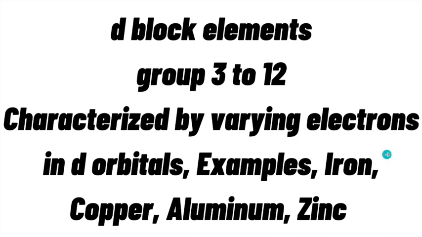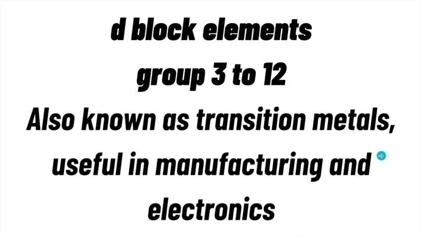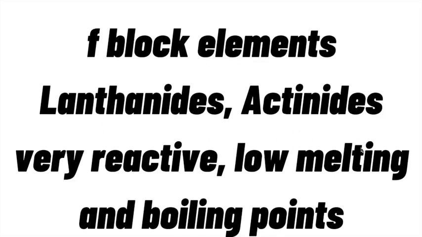Examples are iron, copper, aluminium, zinc. These d block elements are also called transition metals, and they are useful in manufacturing and electronics. F block elements, you will hear less of them. They are called lanthanides and actinides. They are very reactive, with low melting and boiling points.